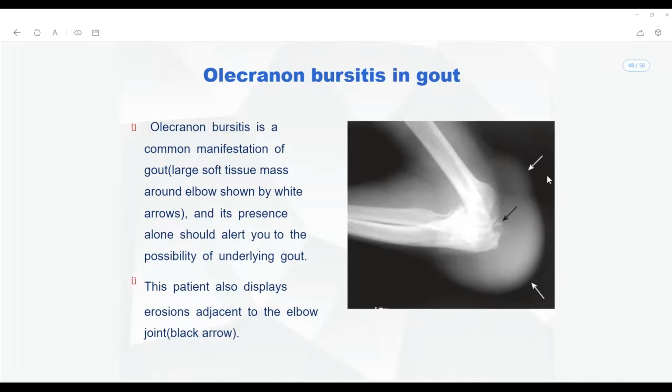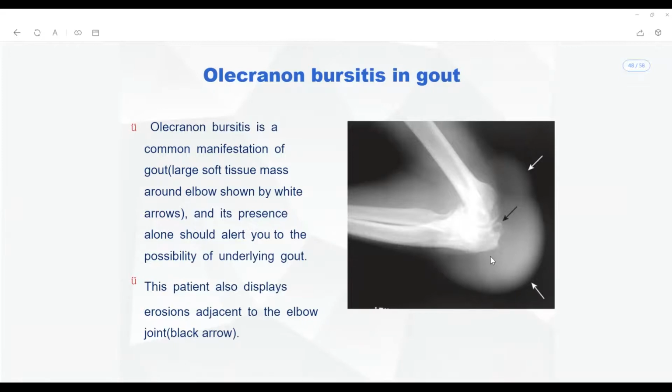Okay, and you can see here there is an increased density along the posterior aspect of the elbow, where there is a hyperdensity along the cubital joint. So this is the region of the olecranon process, and then there will be an olecranon bursa present here. So olecranon bursitis is also a characteristic feature of gouty arthritis.